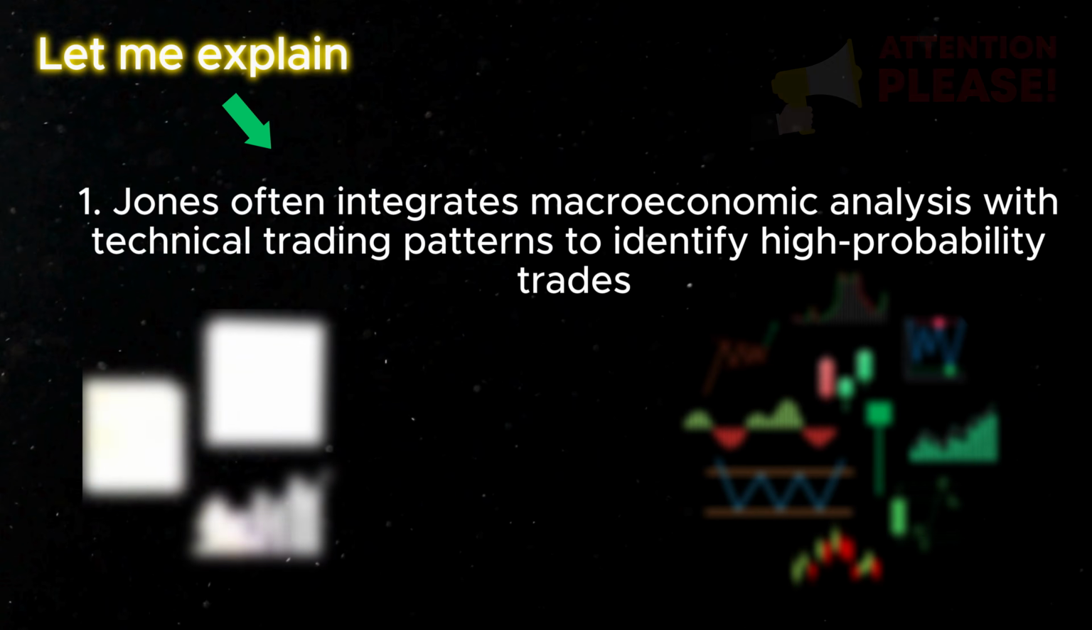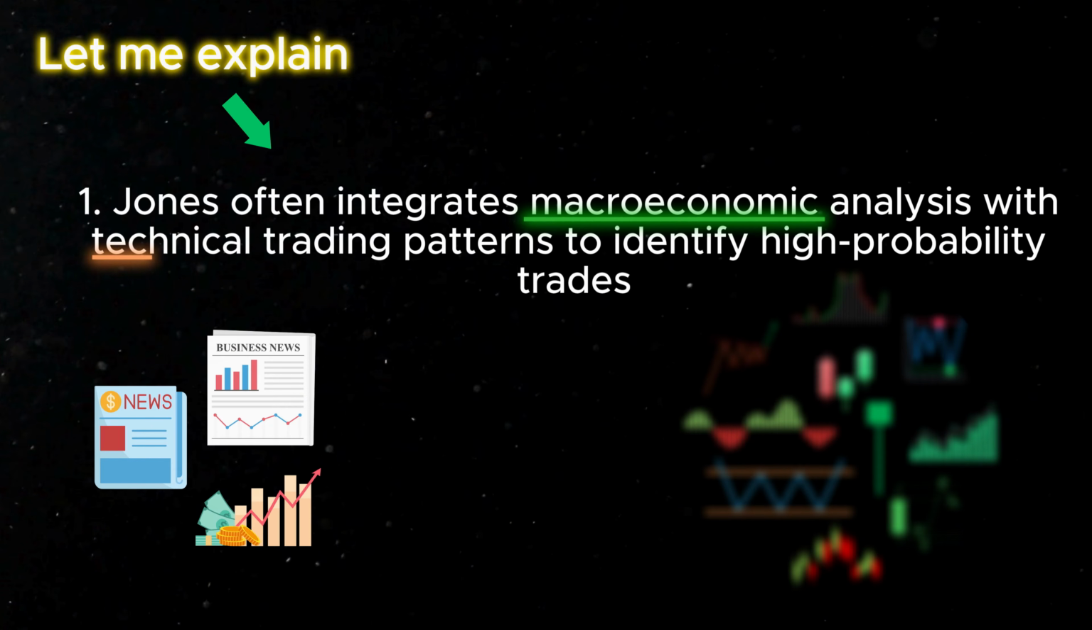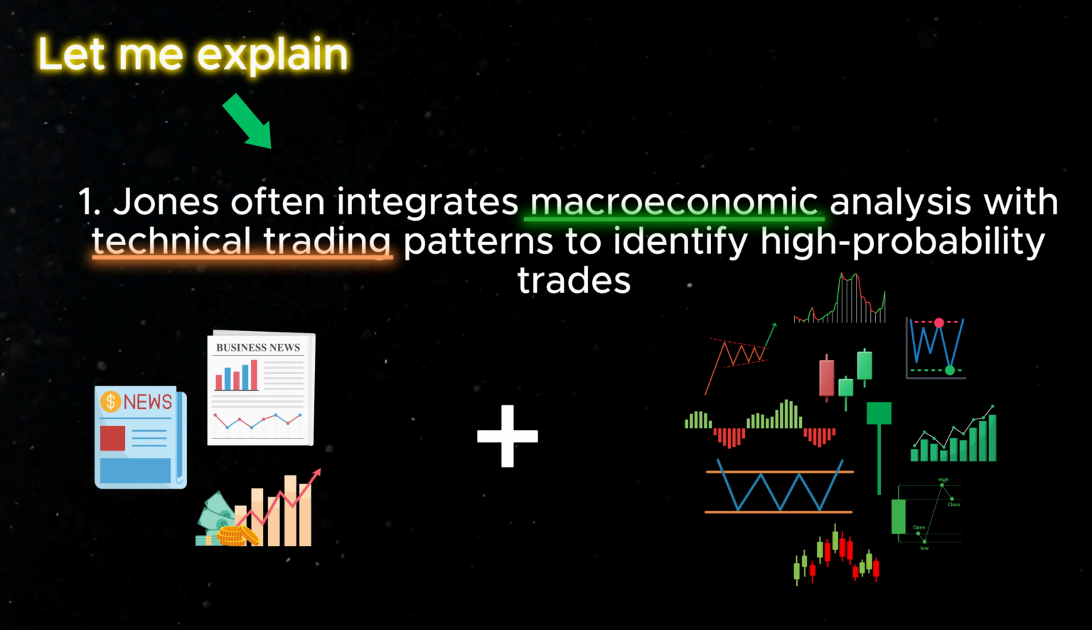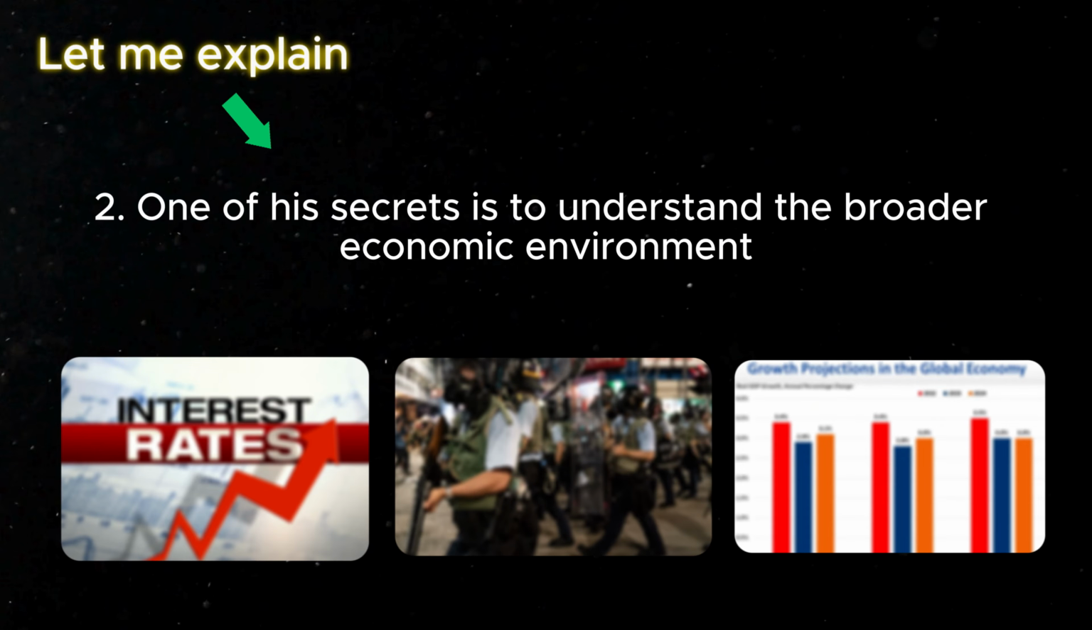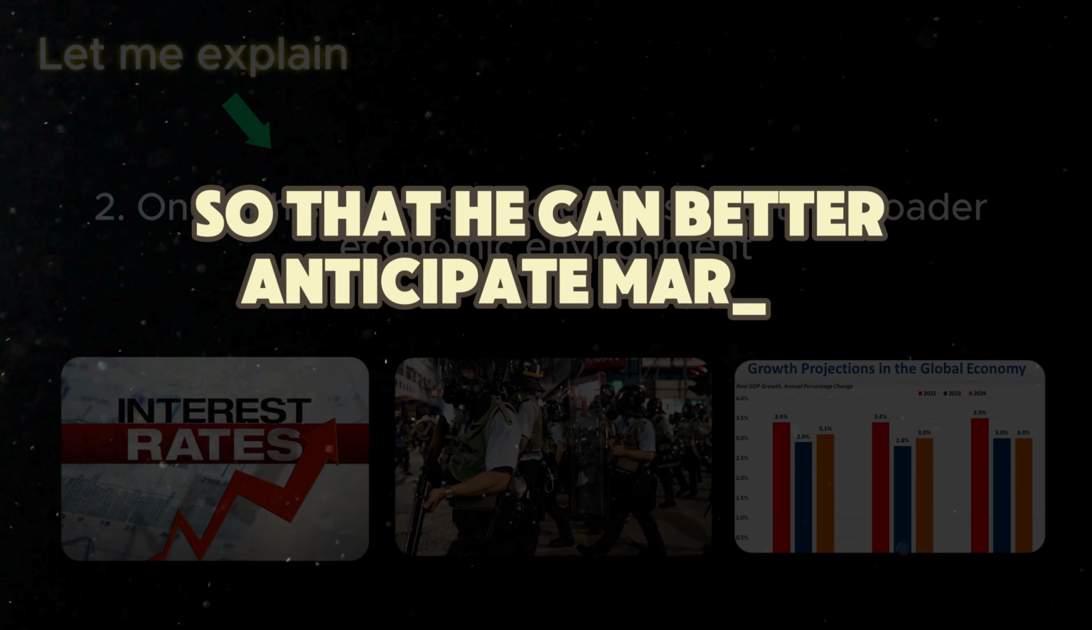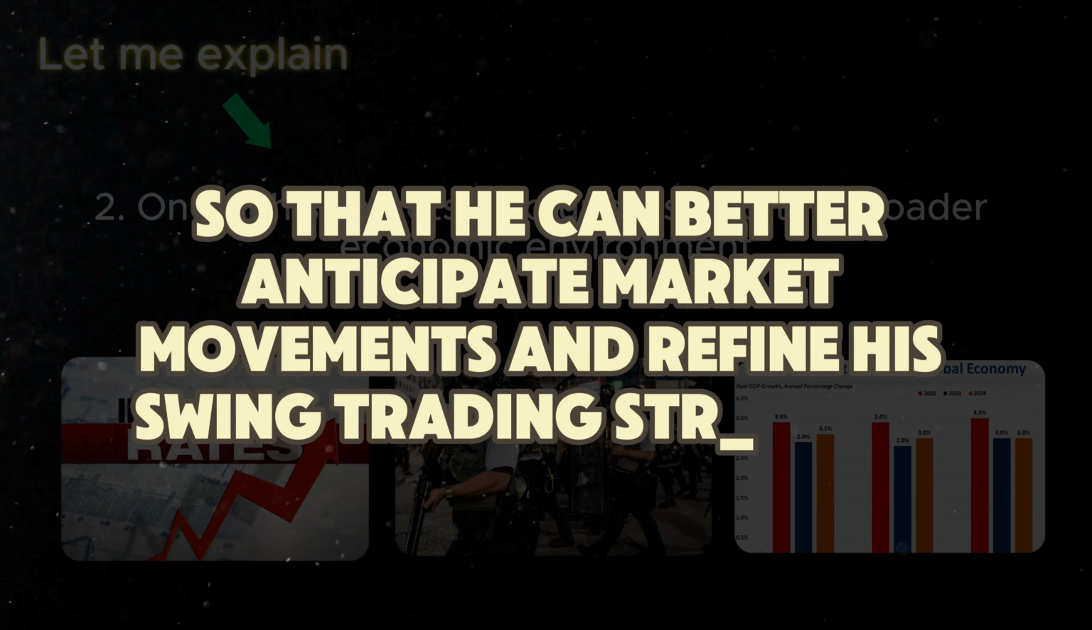Jones often integrates microeconomic analysis with technical trading patterns to identify high probability trades. Here's what made him stand out from others. One of his secrets is to understand the broader economic environment, such as interest rates, geopolitical events, or economic reports, so that he can better anticipate market movements and refine his swing trading strategies.